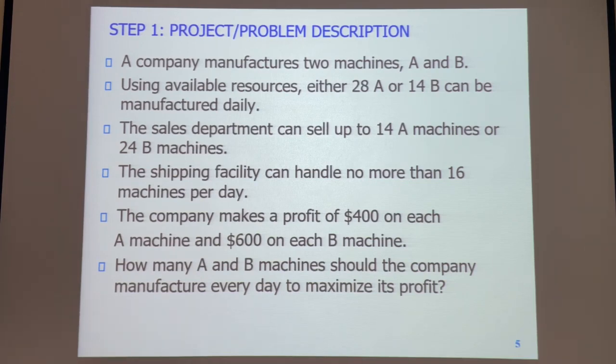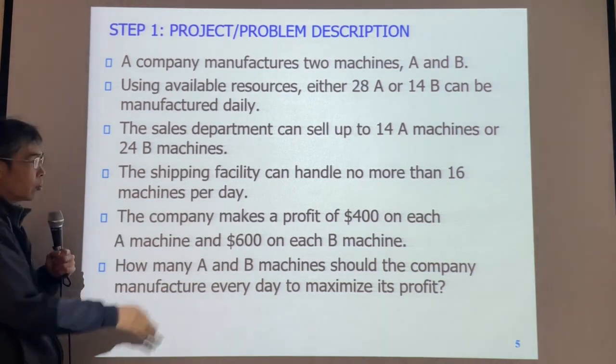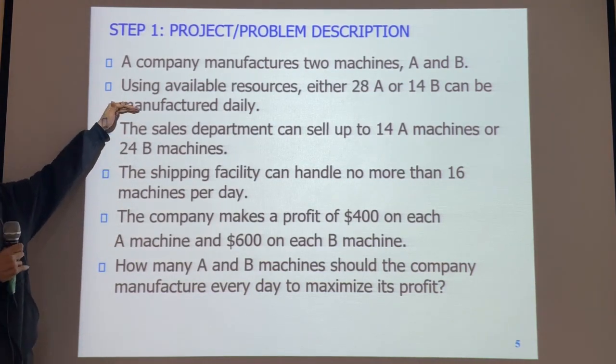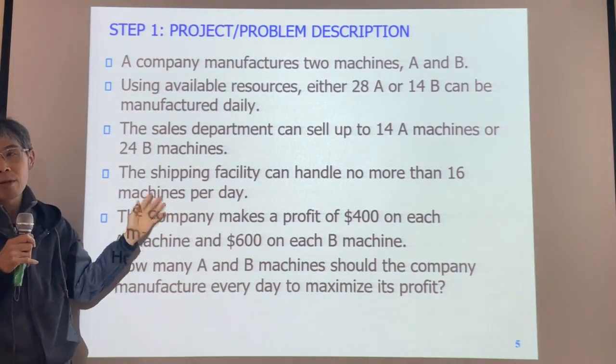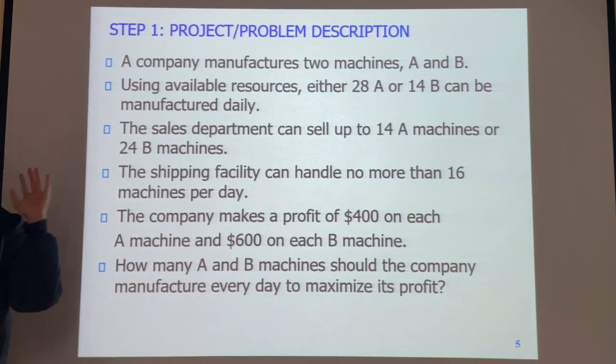So in a company, we have engineers to make the machine. We have sales to sell the machine, but we have truck guys, drivers to ship the machines. So each day they can only handle 16 machines at most. See, constraint, design variable. So this is the problem description, but from this description, you should be able to tell design variables and constraints.